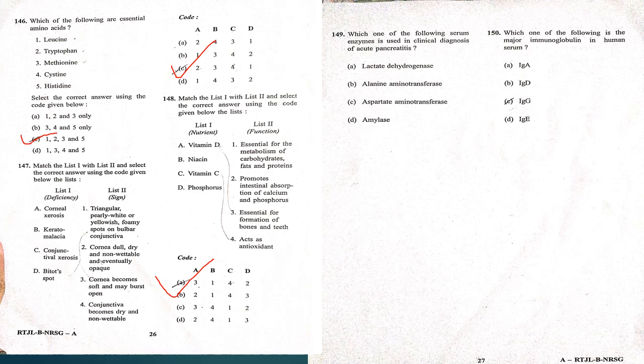149 এ বলেছে which one of the following serum enzyme is used in the clinical diagnosis of acute pancreatitis? এটা option D. amylase. Which one of the following is the major immunoglobulin in human serum is IgG. Option C.